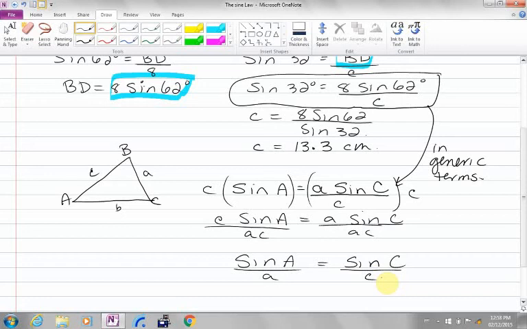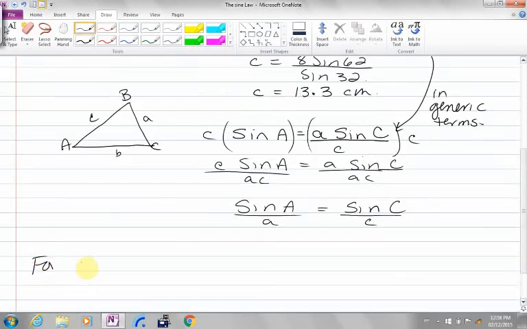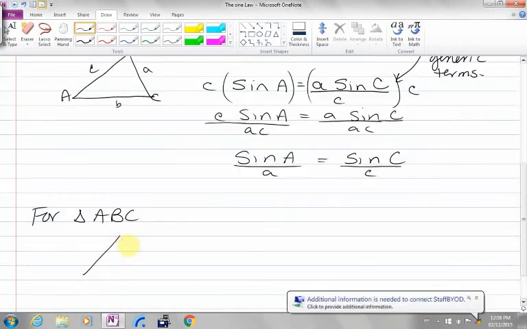So it doesn't matter what angle you do in the triangle. If you take the sine of that angle, divide it by its opposite side, you'll get exactly the same value as you would if you took the sine of another angle and divided it by its opposite side. And we got this by doing everything that we already know is true about trigonometry. Okay? So in general terms, for the sine law, we write it for all three angles. So for triangle ABC, and it can be any triangle. Doesn't matter what shape it is. It can be the weirdest looking triangle you've ever seen in your life. It won't matter. It will still work.